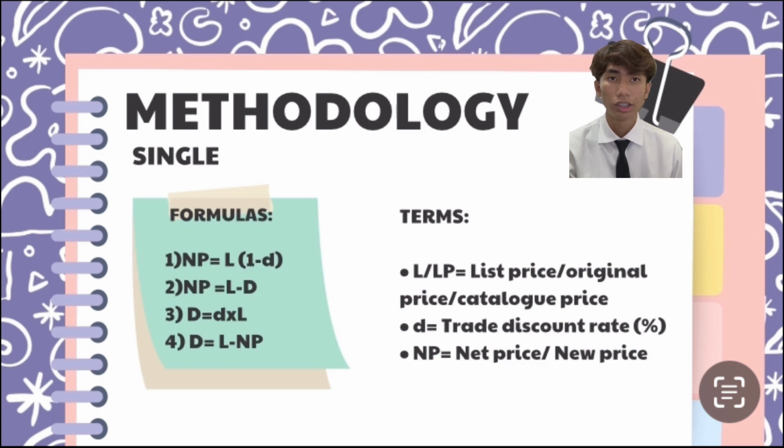For the second trade discount, NP equals L minus D. For the third, D equals D multiplied by L. For the fourth, D equals L minus NP.